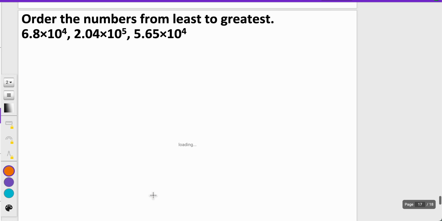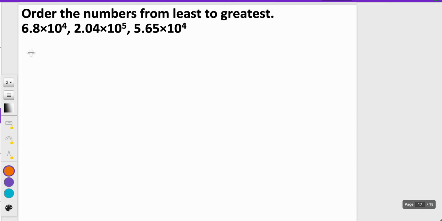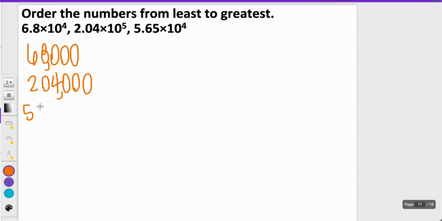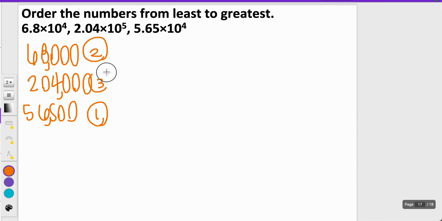Okay, ordering numbers from least to greatest, again, we would just write these in standard form. So 6.8 times 10 to the 4th, that's moving our decimal 1, 2, 3, 4. So 68,000, 2.04, 1, 2, 3, 4, 5, 204,000, and then 5.65, 1, 2, 3, 4. So we have 56,000 first, then 68,000, then 204,000. So that would be our order, 1, 2, and then 3.